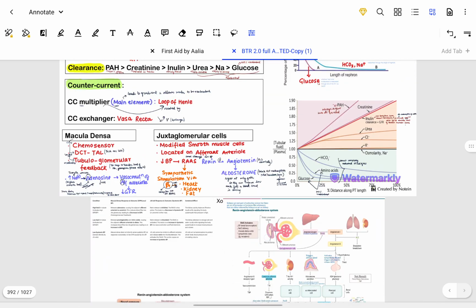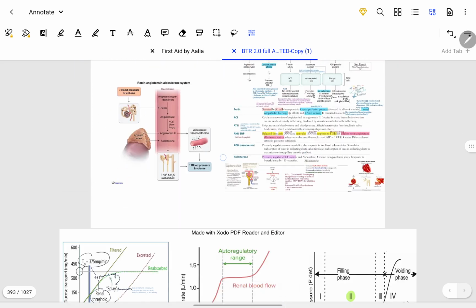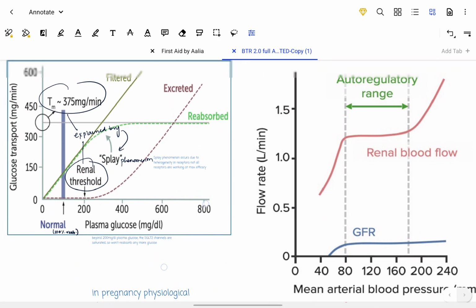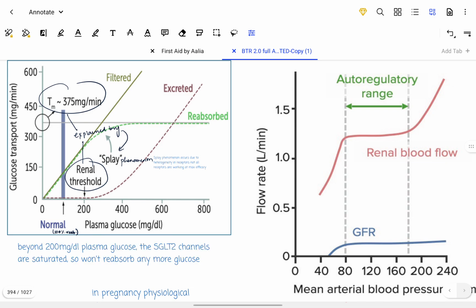So the chemosensor is the macula densa, which senses the sodium concentration and NaCl delivery, right? Now we want to check the graph. We are checking the plasma glucose. We know that glucose is reabsorbed by a transporter in the PCT, which is SGLT2, right?